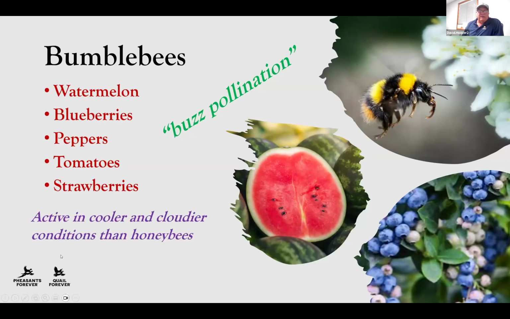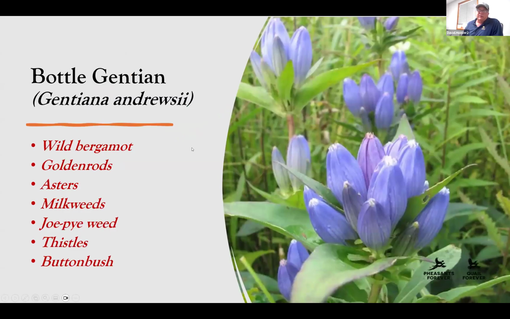And they are active typically, maybe due to their larger body size, active in cooler and cloudier conditions than honeybees. So they can actually be pollinating at times when honeybees aren't going to be active, just because of the conditions. Also, the native plant they're most notable on is bottle gentian, and they're vitally important for pollination of those. Those flowers stay closed until they pop for seed dispersal.